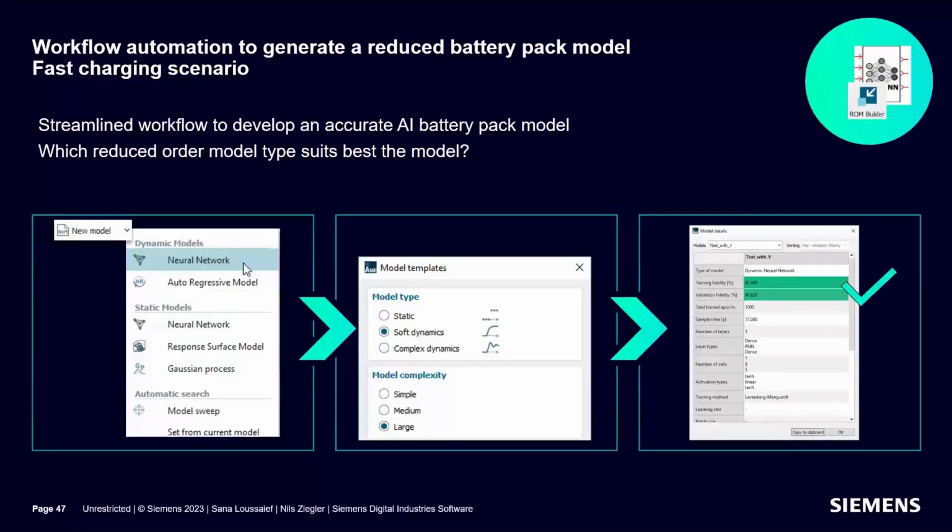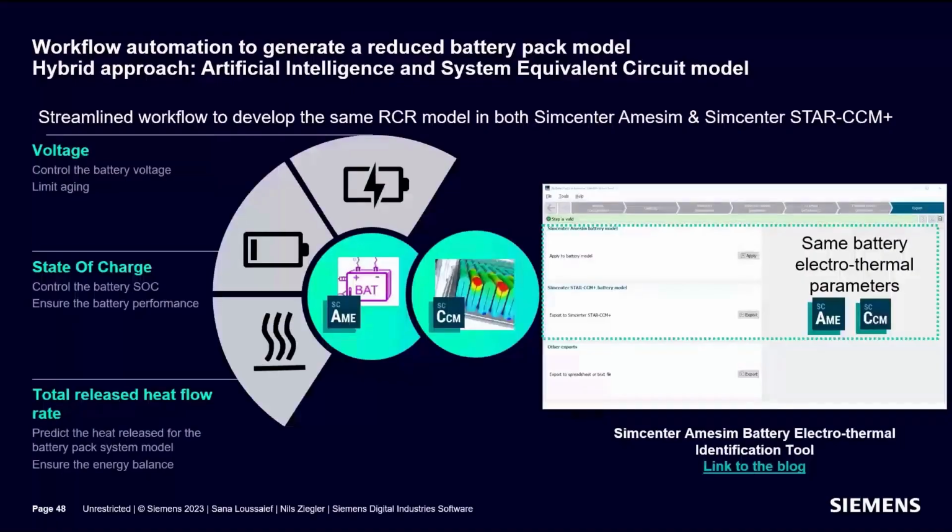We first create a dynamic neural network model. Second, we take advantage of these model templates to get the right hyperparameters. And finally, we run the training and we check the training and validation fidelity. In this case, the training and the validation fidelity show respectively 99% and 98%, allowing a very high accuracy. So that was the artificial intelligence part of this hybrid reduced order model.